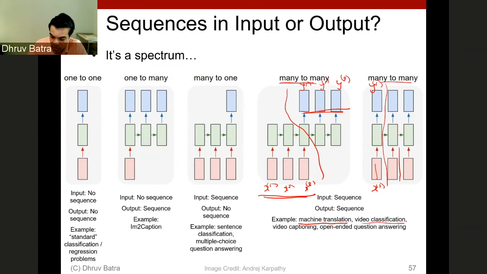Video classification is one where you get to read in the entire video and maybe you spit out... Well, that's this one where you read in and on each frame you're saying, is a particular activity happening or not? And video captioning could be another one. So we can have sequences in input and in output.